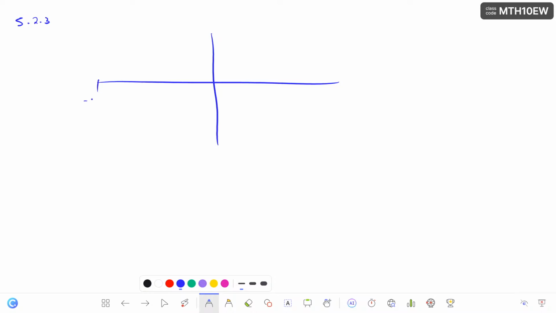So here's negative 180, negative 90, 0, 90, 180, negative 1, negative 2, 1, 2. So y is equals to 1 minus sine x. So 1 minus sine negative 180 is what? Is 1.